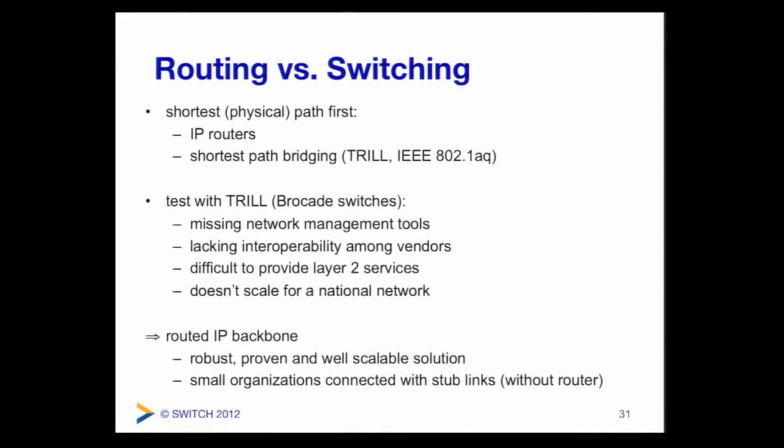We are missing network management tools like ping and traceroute. Maybe you could invent or program other tools, but it lacks interoperability between vendors. Brocade will not interoperate with Cisco Trill, at least that's the case now. Maybe in the future it's better standardized. It's also difficult to provide layer 2 services on such a backbone, and it just doesn't scale for a national network. It's a technology for a computer room, I think. So we concluded that we will continue with our IP routed backbone. It's a robust, proven, stable, and well scalable solution.